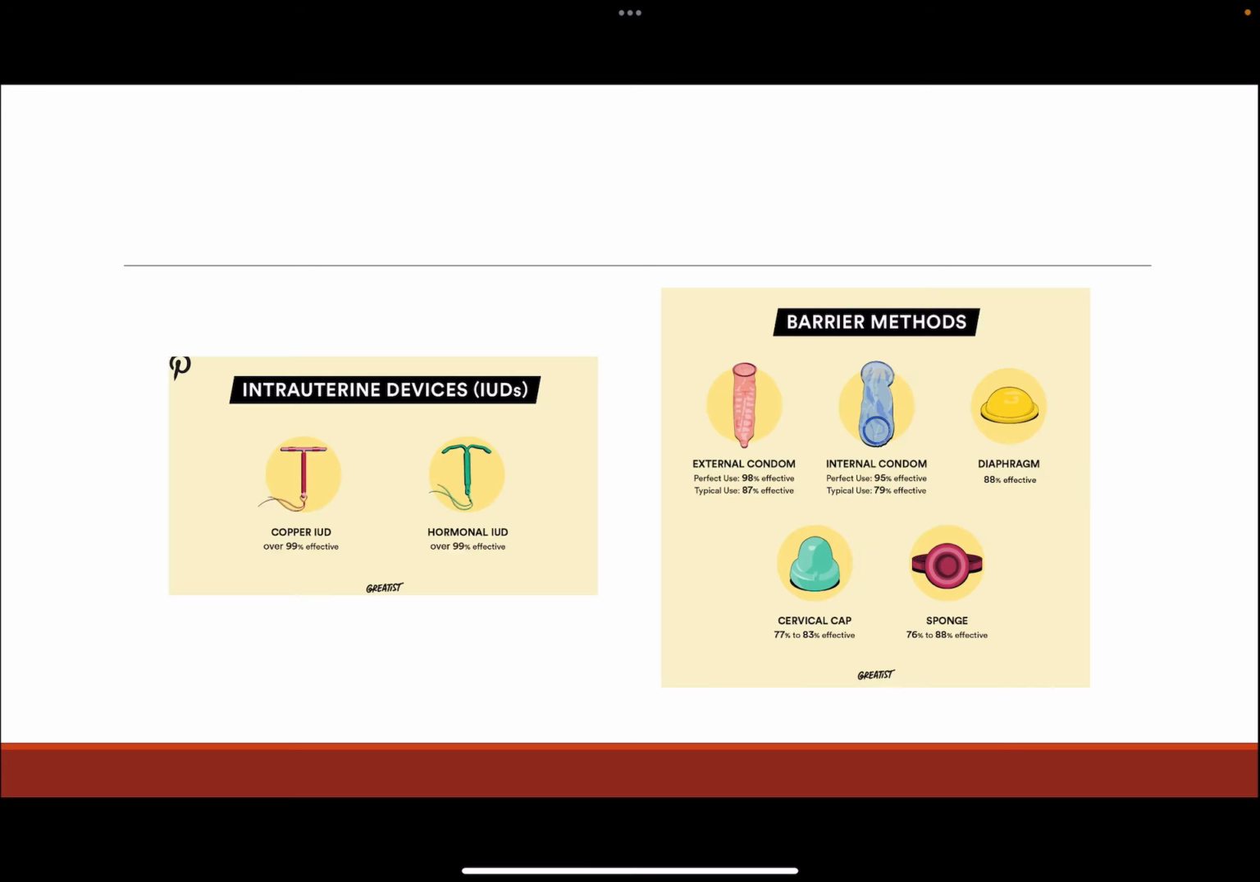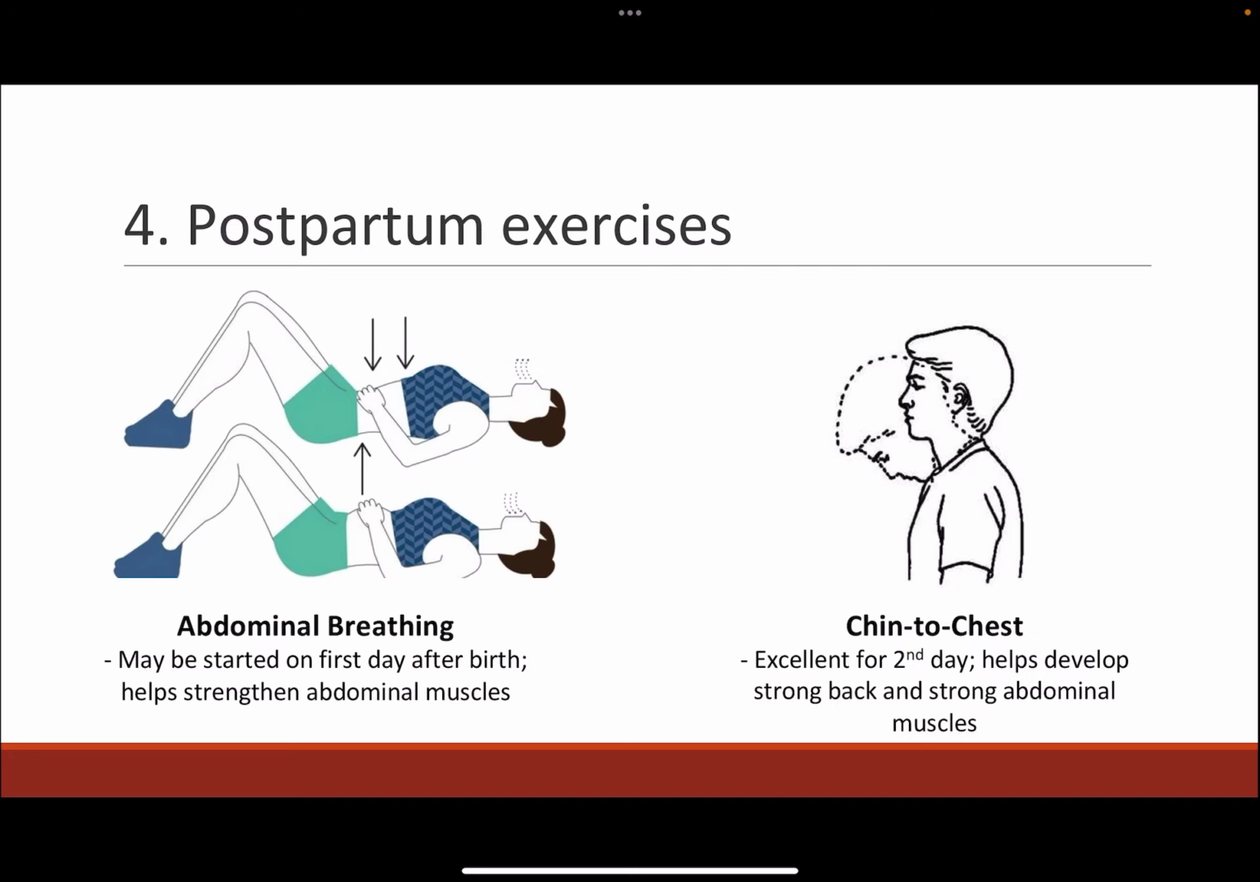It's like this one. This is the IUD, the T-shape. The hormonal IUD, the copper IUD. This one is the condom, diaphragm, other cervical cup, internal condom. And then we also have the postpartum exercise.